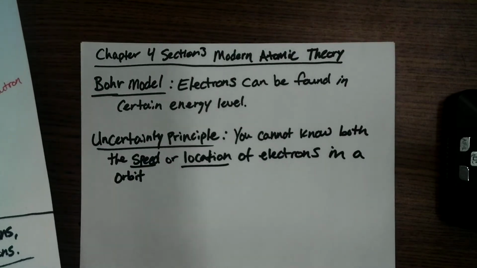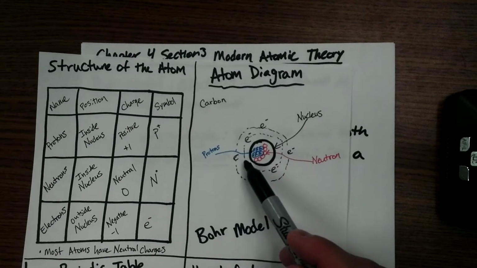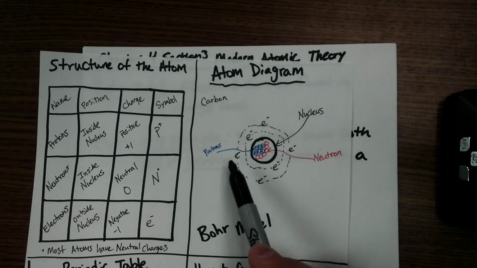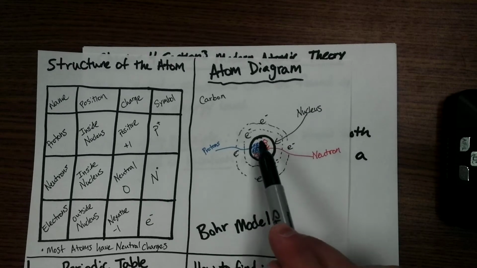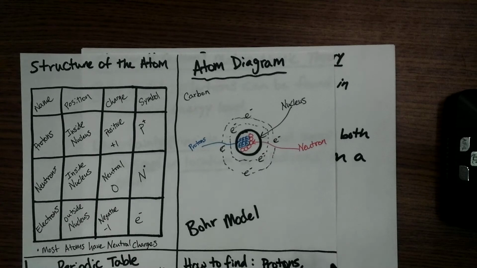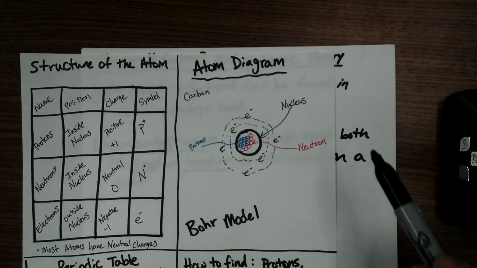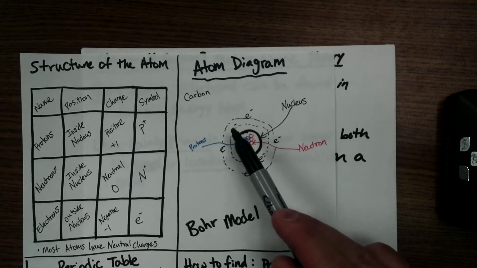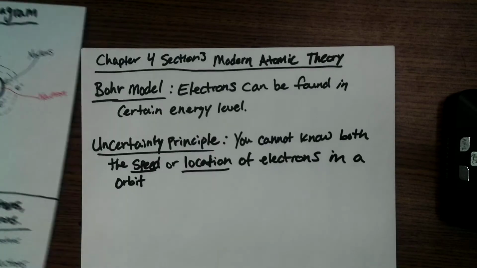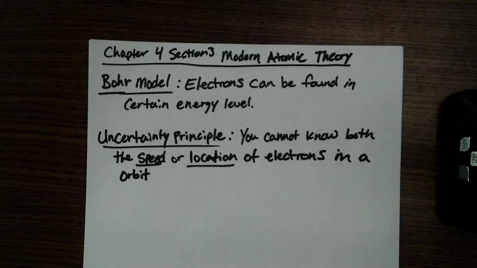You can't know both the speed and the location, just because that's the nature of the whole idea. If they're in an energy level, these electrons are orbiting the nucleus, traveling in circles, and you can't know exactly where they are and how fast they're going. If you take a picture of that, you know exactly where it is, but then you don't know how fast it's going, because you took a picture of it, and that's the basis of the uncertainty principle.